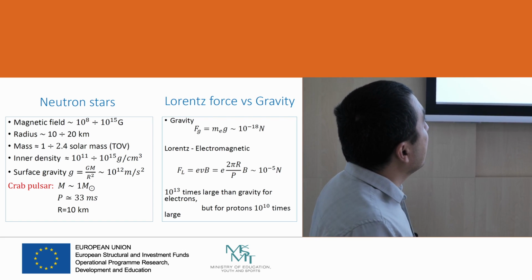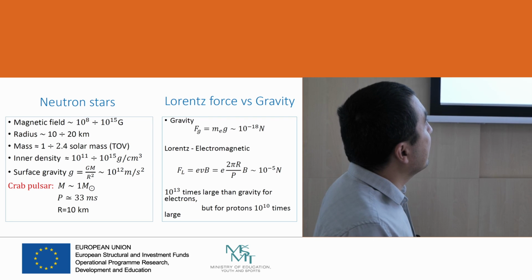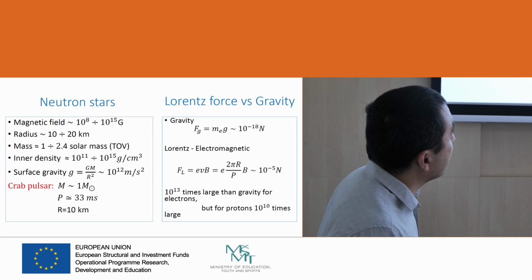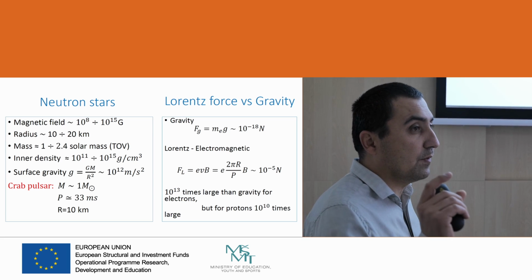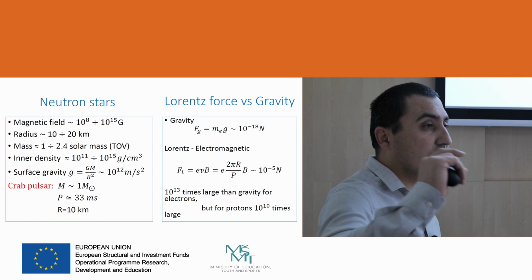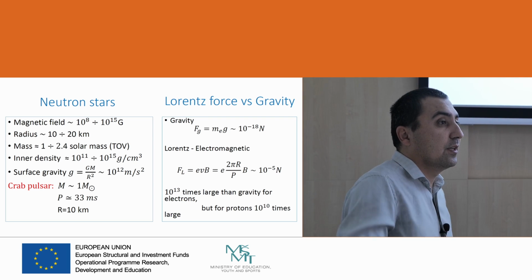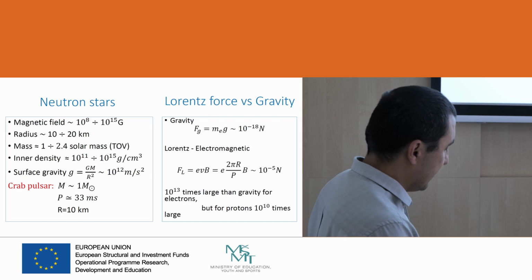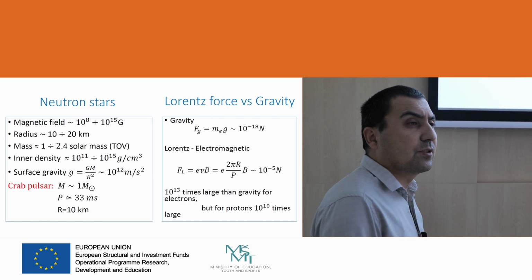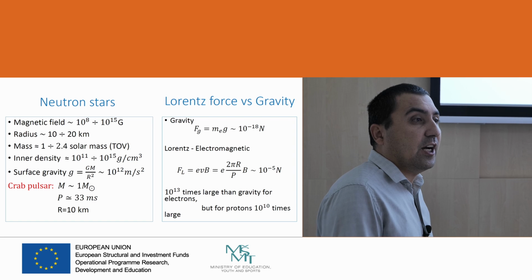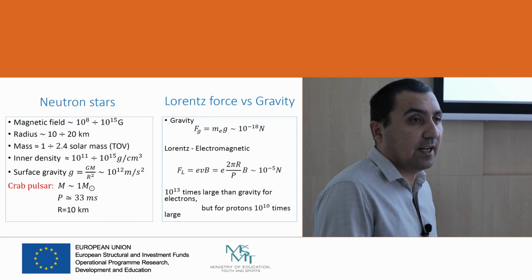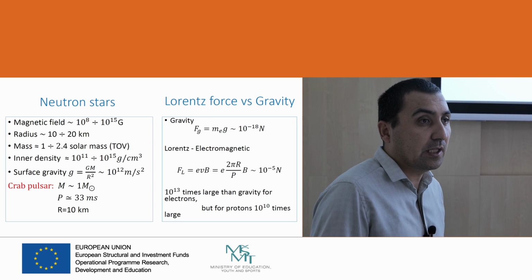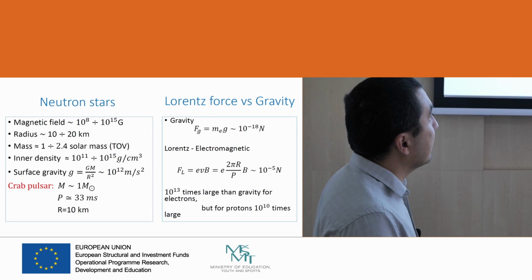And the matter density is in the range of 10^11 to 10^15 gram per centimeter cube. It is very dense, of the same order as the density of neutrons, and the surface gravity is very strong. It is almost 10^11 times stronger than the gravity on Earth. For us it is approximately 10. You see, it is very strong.